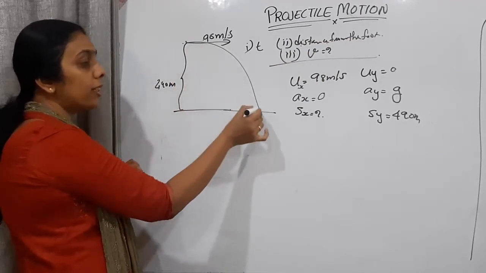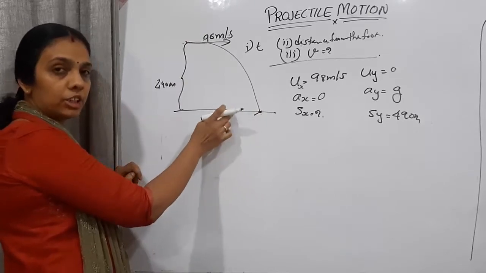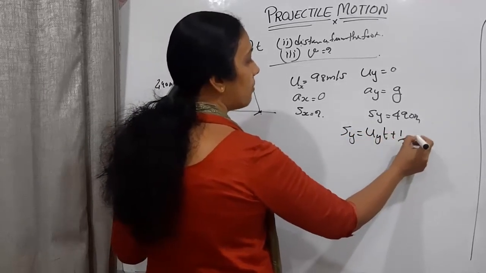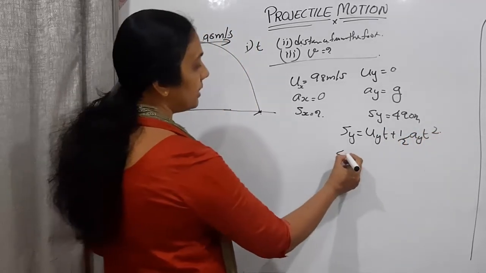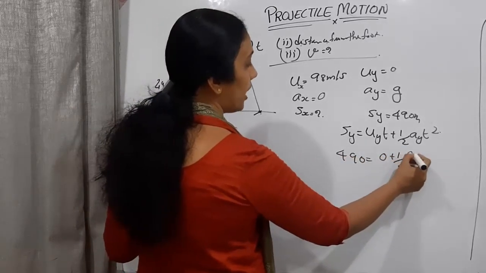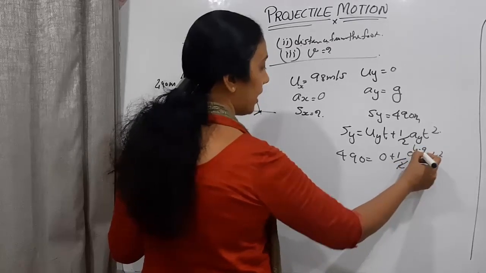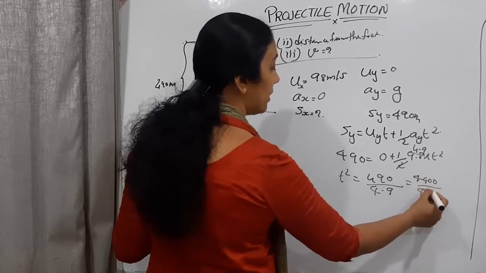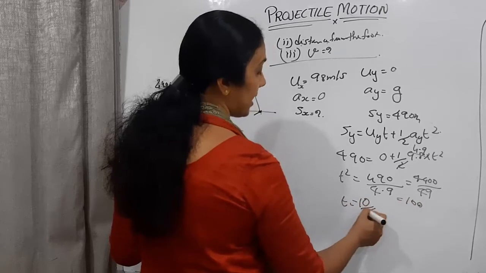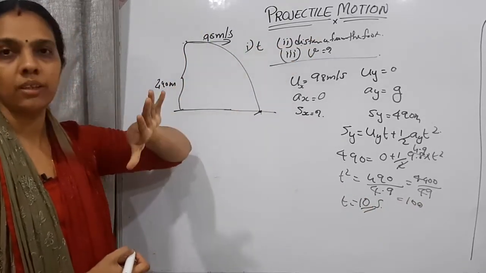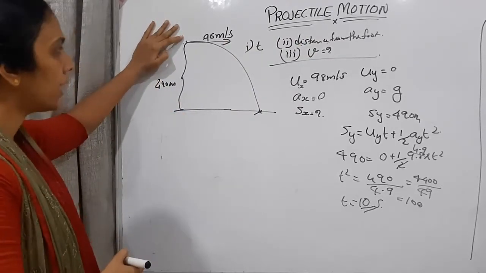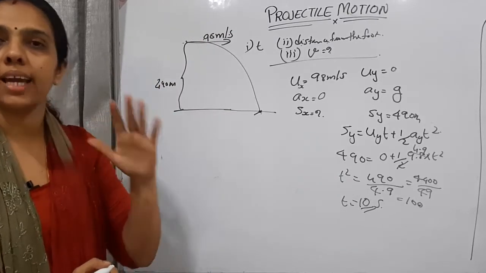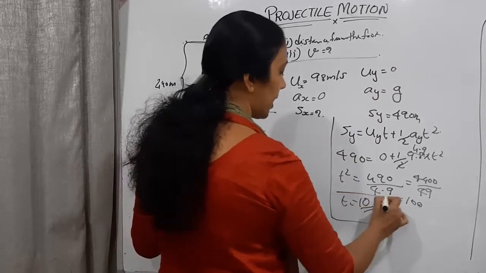Now we require the time required to reach the ground. It will be covering this much distance and reaching the ground. Which formula can we apply? Sy equals uy t plus half ay t square. Here 490 equals 0 plus half into 9.8 into t square. Therefore 4.9 t square equals 490, so t square equals 490 divided by 4.9, that is 100. Therefore t we are getting as 10 seconds. Since we are finding the time required to reach the ground, we should consider the downward motion, vertically downward, which is along the y-axis. So we considered only the y-axis, and we got the first answer as 10 seconds.